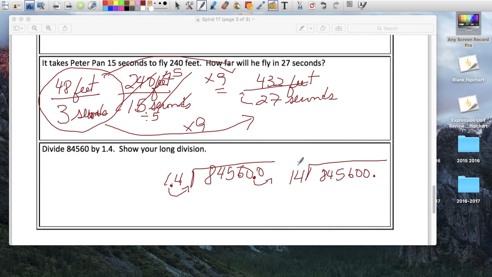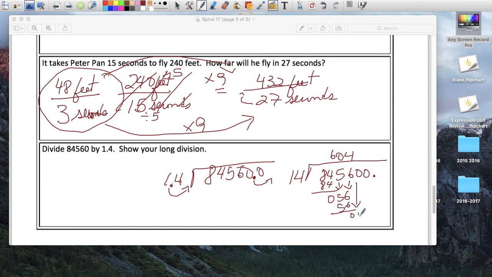So let's do this the long way. 14 goes into 85, 6 times. 6 times 4 is 24, yeah. 6 times 14 is 84. Look at that, nice. Bring the 6 down. 14 does not go into 2, so I'm going to add a 0 here. Bring the next digit down. 14 goes into 56, 4 times. Yes, it does. 4 times 14 is 56.